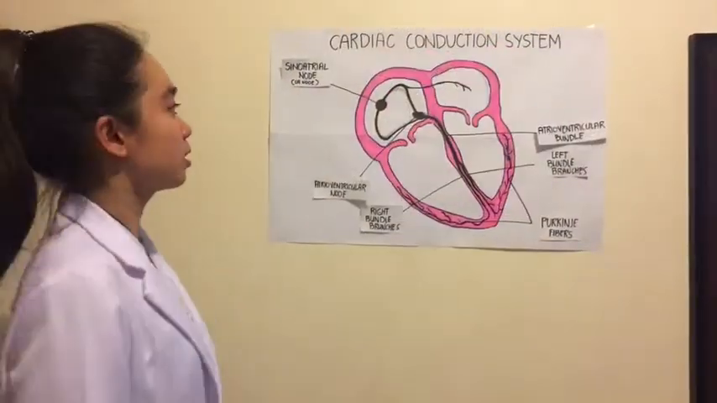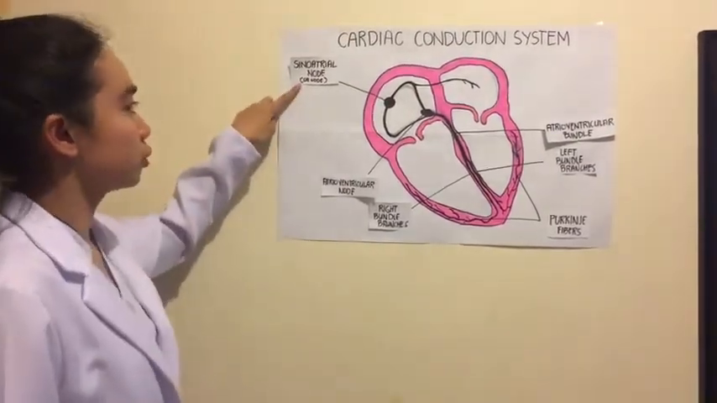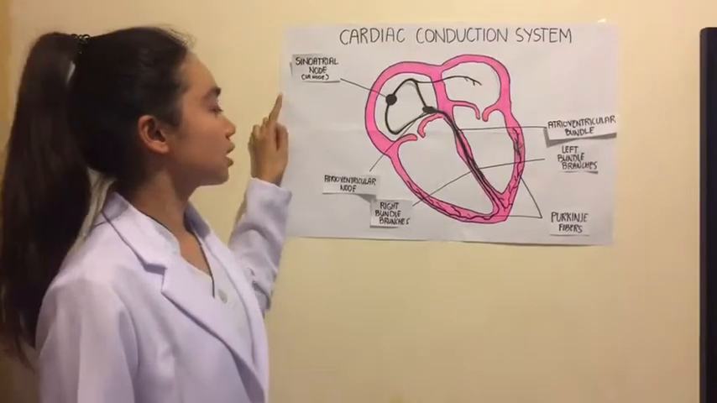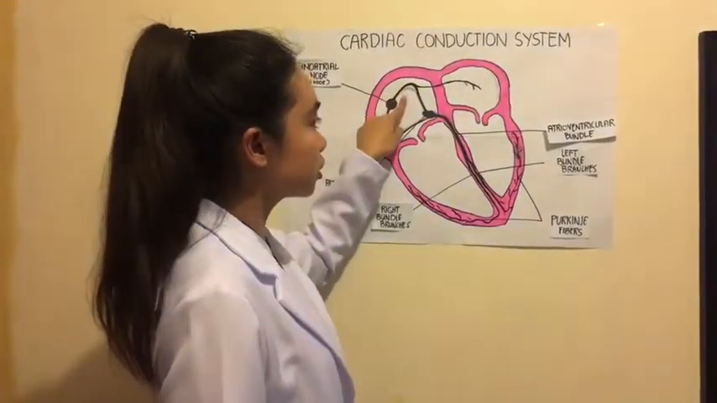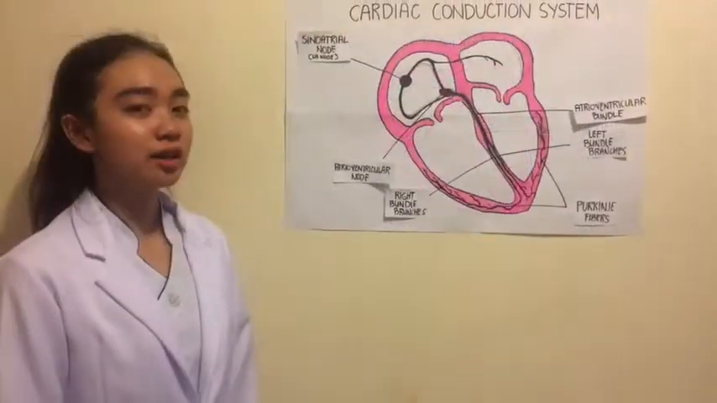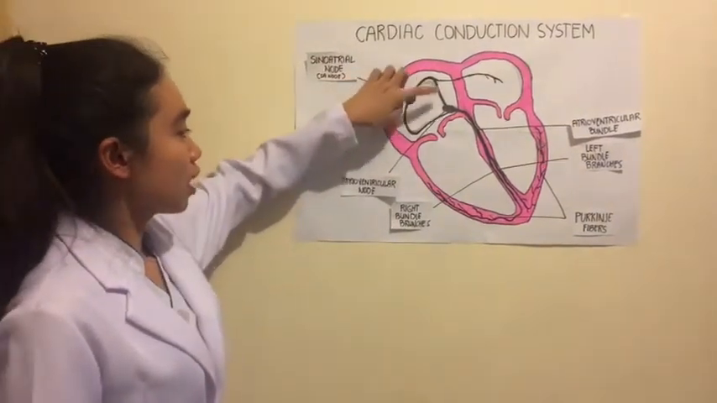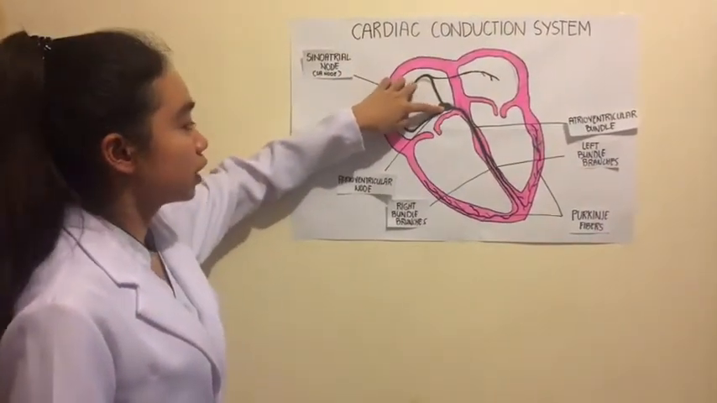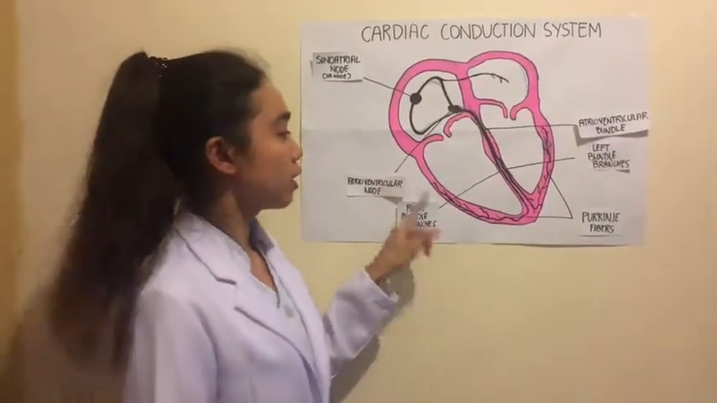Each heartbeat starts with the heart's natural pacemaker, which is also called the sinoatrial node. The sinoatrial node sends electrical impulses throughout the heart's wall, or the atria, which causes both of the upper chambers to contract. The electrical impulses will move from the sinoatrial node going to the atrioventricular node. The atrioventricular node serves as the gateway to the ventricles.